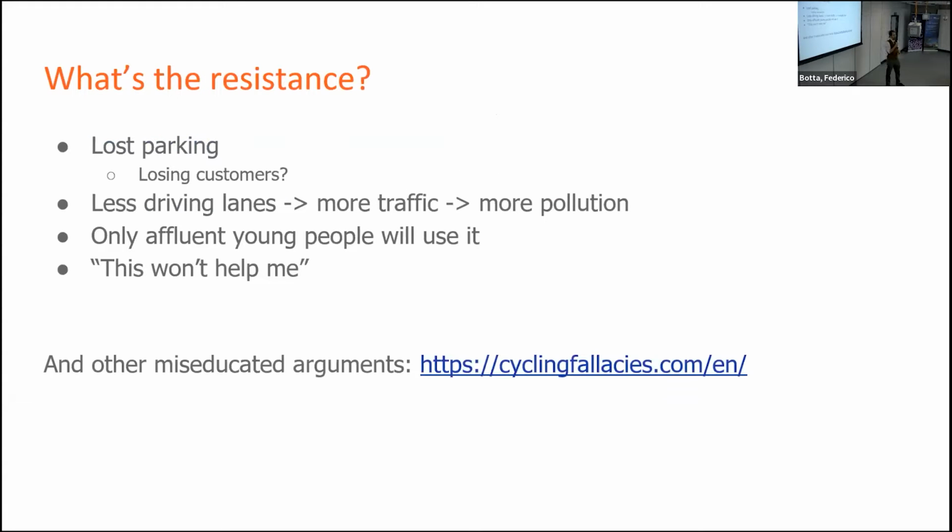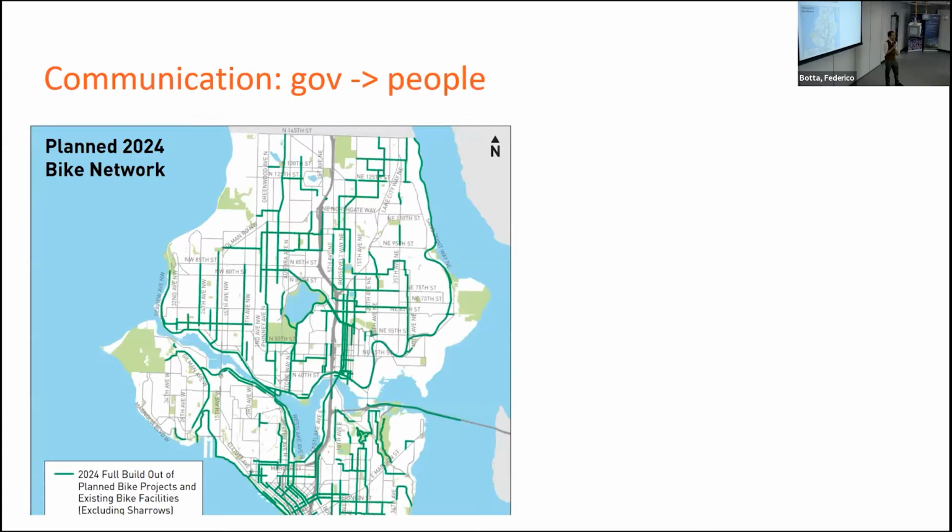But what I will talk about is why there is so much political resistance to it, and what we can do as researchers to help the public understand the benefits. These are some of the common arguments that you'll see people make against cycling. And I think part of the problem is how communication about the proposed networks looks.